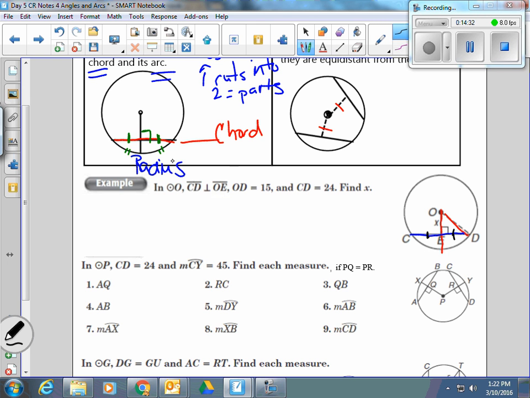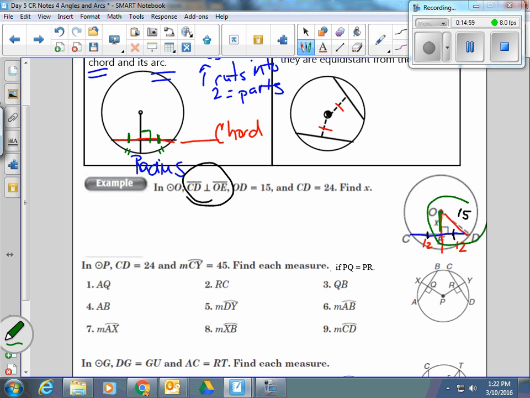So in this problem, it tells me that CD is perpendicular to OE. It tells me that OD is 15. And it tells me that CD is 24. So this chord is 24. So how big is each piece? 12. So each of these pieces are 12. But now it's asking how big is just this part. It's what?